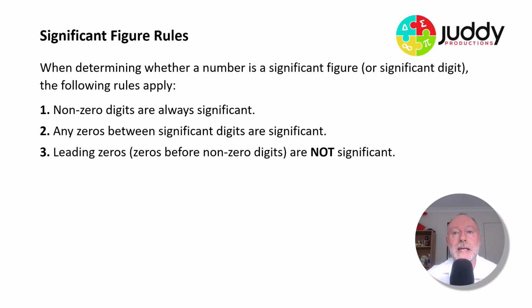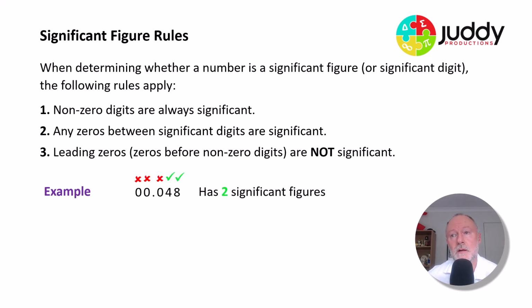Number three, leading zeros, that is zeros before a non-zero digit, are not significant. So here's an example of 0.048. Now we know the 4 and the 8 are non-zero digits, so they're significant, but the zeros to the left of the 4, the leading zeros, are not significant. So as such, this particular number has only two significant figures.